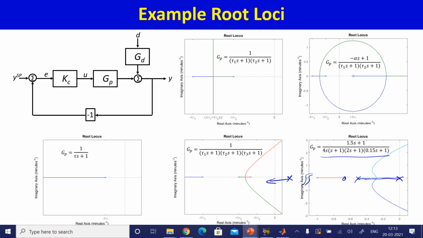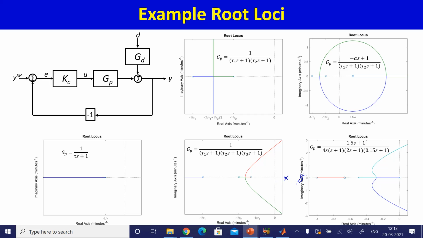The 0 acts as an attractor, so it attracts locus over here, and you get the breakpoint. And because the 0 is an attractor, therefore you don't have locus going like this, you actually have locus going like that.